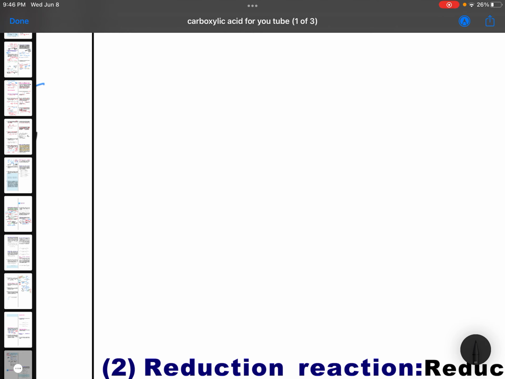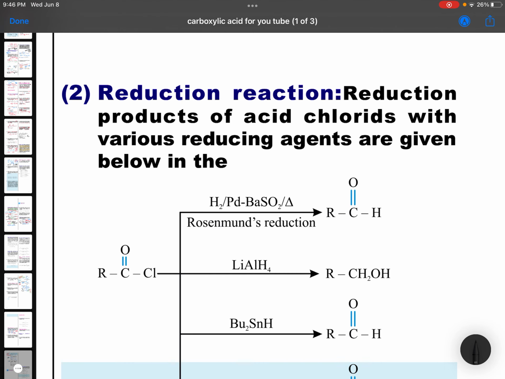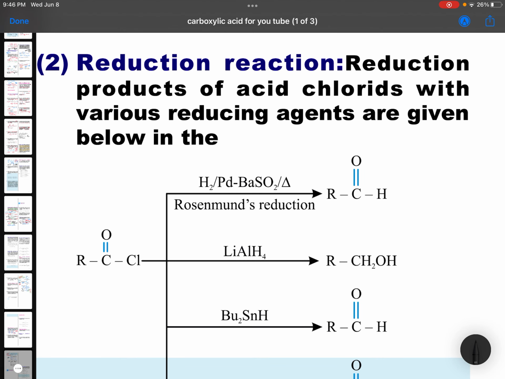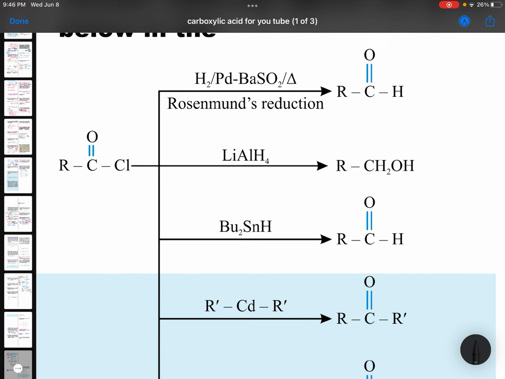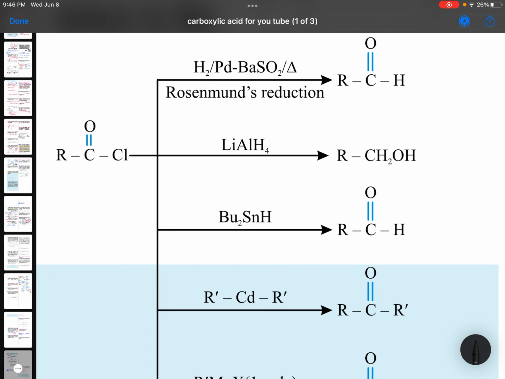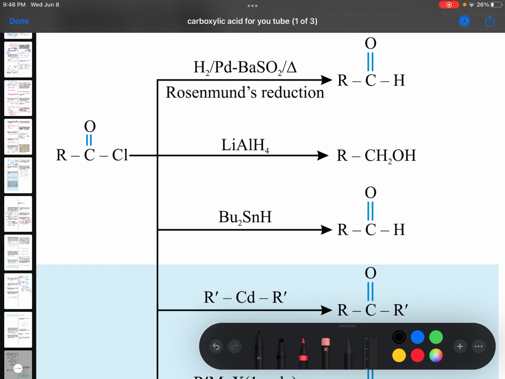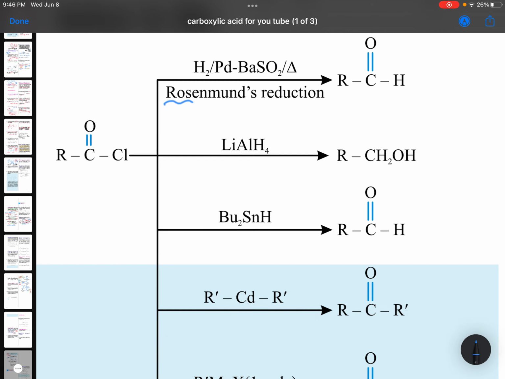And a few other reactions are there. These are also very, very important. These reactions are reduction reactions of acid chlorides. Very, very interesting reactions are there. The first one is hydrogen, palladium, barium sulfate. This reaction is called Rosenmund reduction, where this chlorine is replaced by hydrogen. So, you are getting the aldehyde. This reaction is Rosenmund reduction. Hydrogen, palladium, barium sulfate. When you are heating, you will be getting the aldehyde.